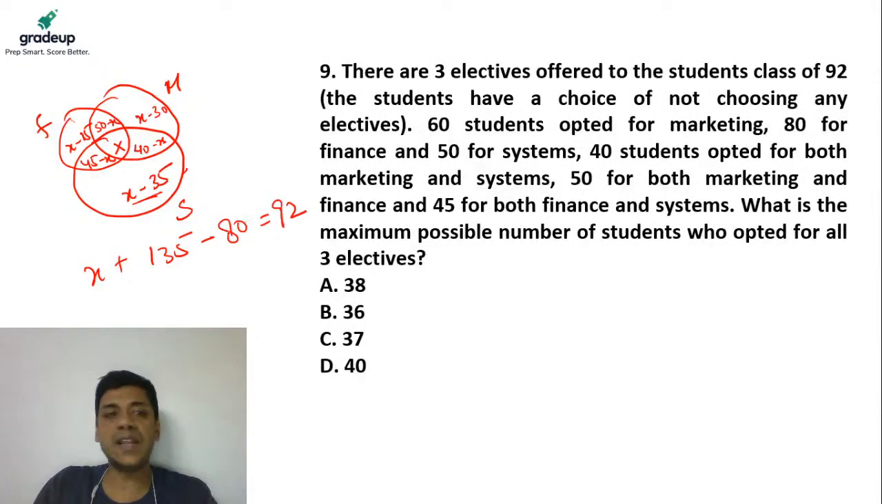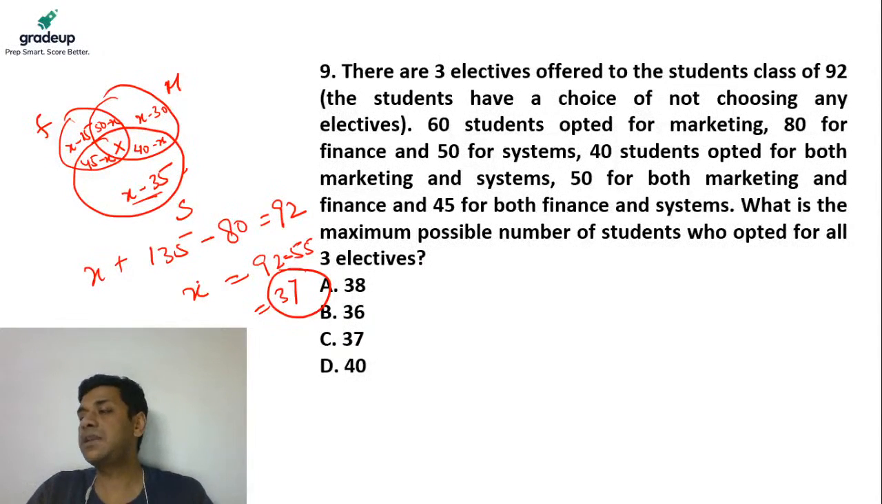If I assume it to be 92, what do I get as the value of X? The value of X will be 92 minus 55, which comes out to be 37. That's the maximum possible value. My answer is C.